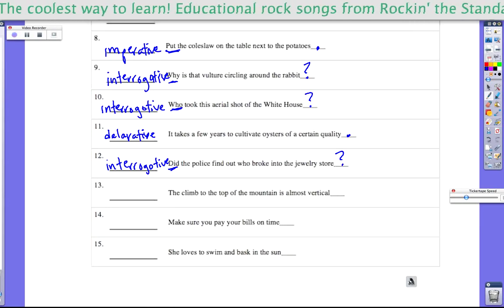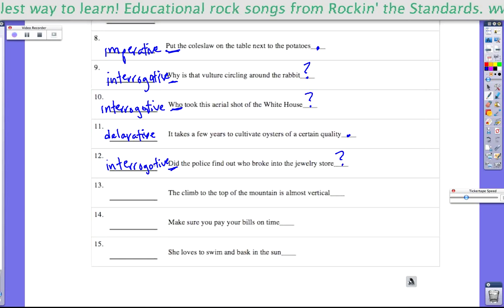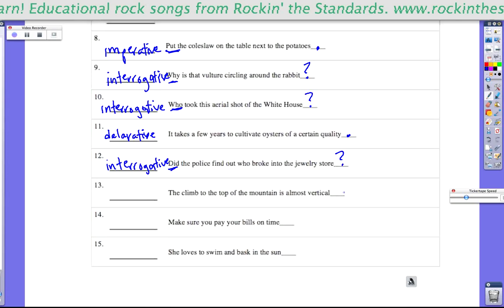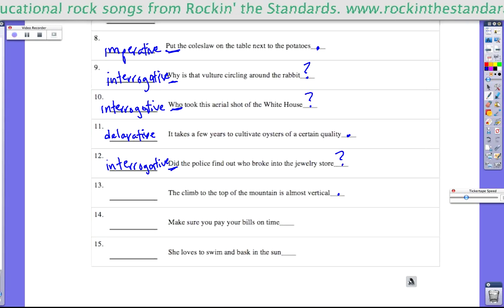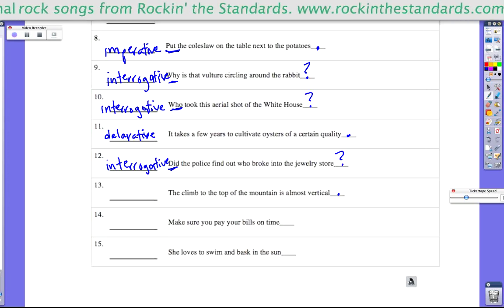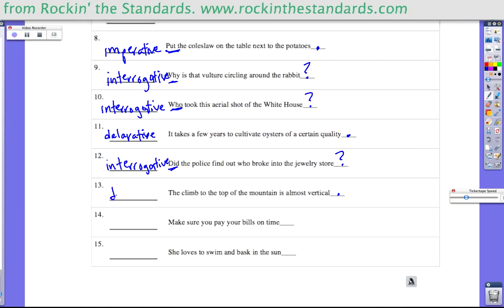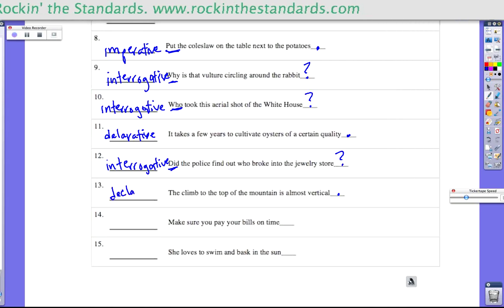Okay, the climb to the top of the mountain is almost vertical. That's just saying a statement that it's straight up and down to get to the top of the mountain, so that would be a declarative. Make sure you pay your bills on time. That's telling someone to do something. That's not something you'd necessarily yell, but that's an imperative.